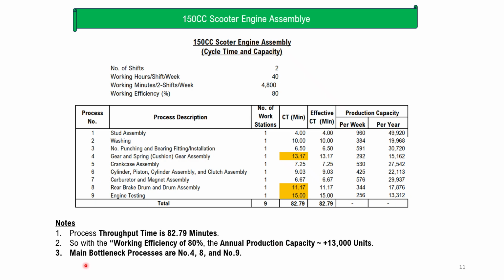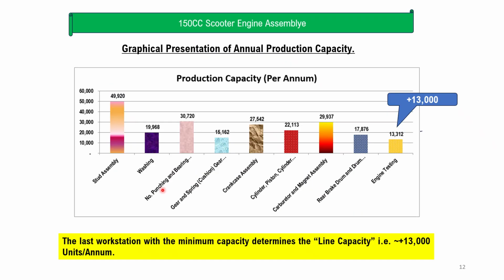And what are the bottleneck processes? These highlighted processes, that is number 4, process number 8, and process number 9, these are in general bottleneck processes. Here is the graph. This is graphical presentation of the annual production capacity. These are the processes. This is the capacity, and minimum capacity of the whole line defines the production capacity of the engine section, and that is equal to 13,000 units.